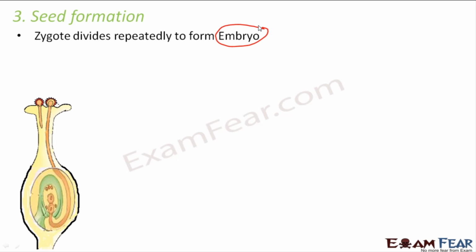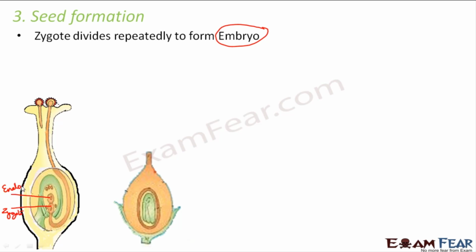So here we said this was the zygote, and this was the endosperm, right? So this zygote will now get converted into the embryo. This was my zygote and this was the endosperm. This zygote will undergo repeated division and it will become the embryo. So this embryo and this endosperm together will form the seed.